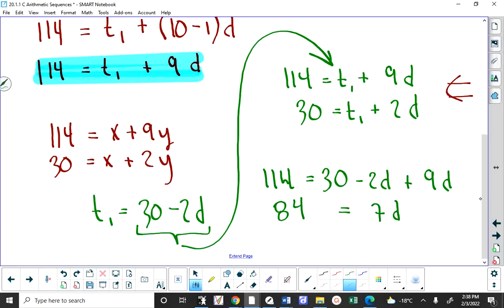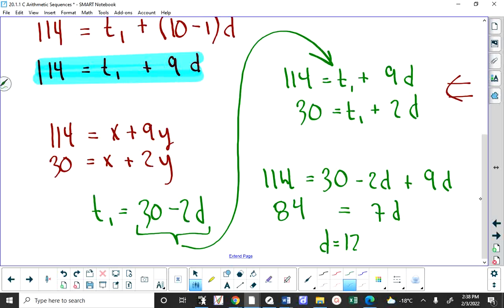Right. You would go back. I suppose. Oh, actually, you're right. If you knew t1 was 12, you could just work backwards. But algebraically, you could put d equals 12 in here, couldn't you? You could go 30 minus 2 times 12. That's one way you could do it.